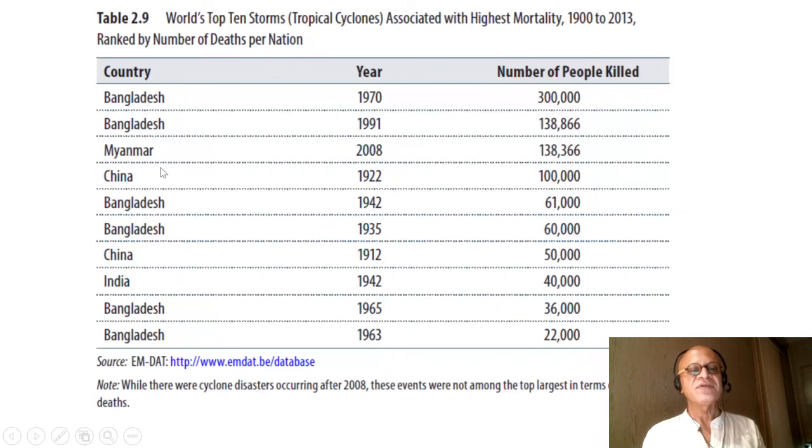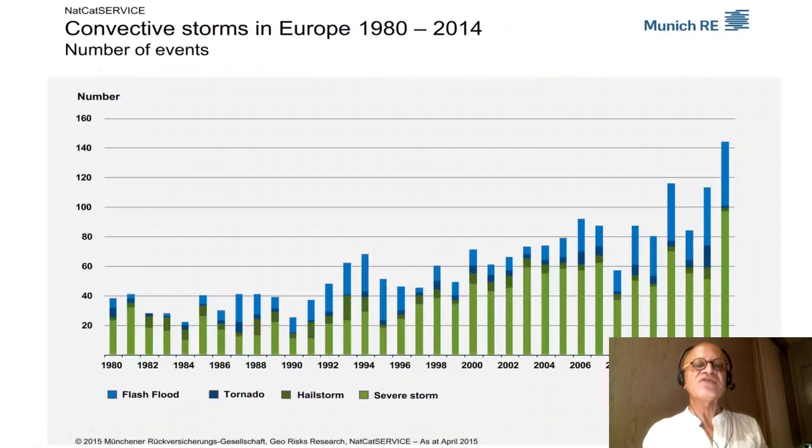India here 1942 40,000, but in 2020, 2021, for example, the number of deaths are in a few tens. So the evacuation plans, etc., response to early warnings and so on have become very good, whereas poorer countries with no such infrastructure like Myanmar and Bangladesh still pay a heavy price. So as late as 2008, Myanmar had 138,366 deaths here.